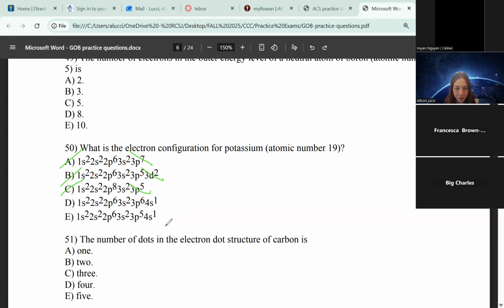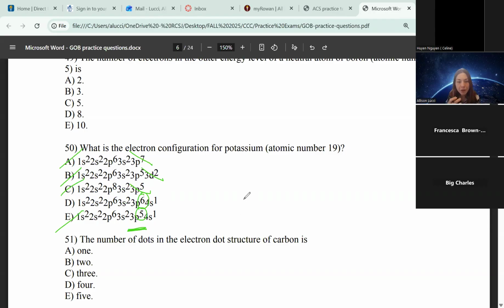Let's see what's wrong here. I see that 3p only has 5 electrons, when I know that I need to fill it with 6 before moving to the 4s. So I'm going to eliminate answer choice E as well. And then for number 50, we'll go with D here.